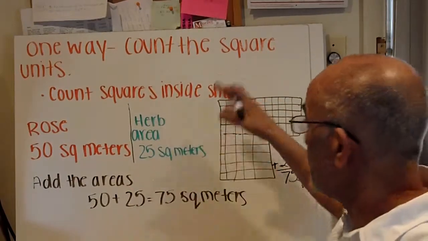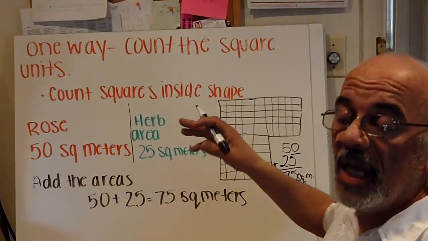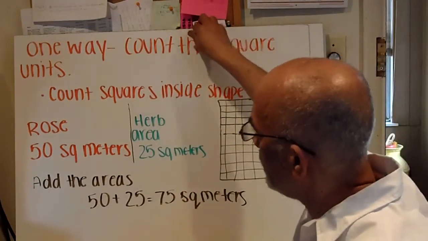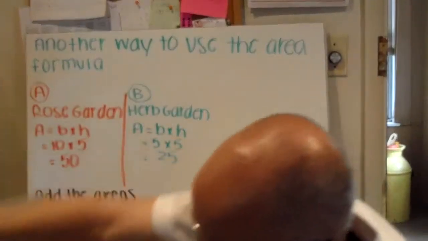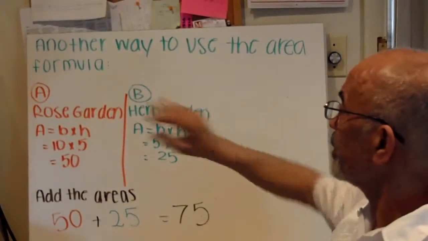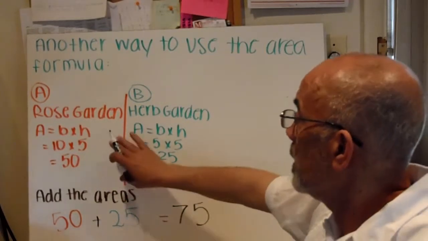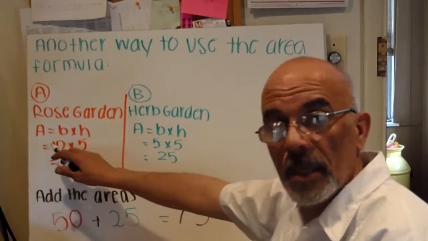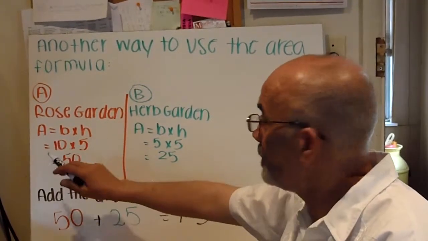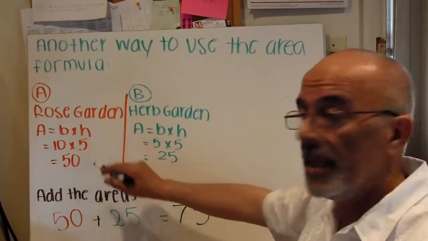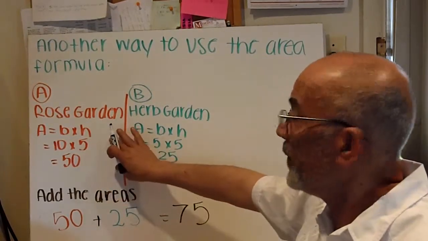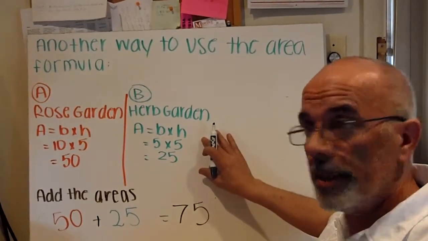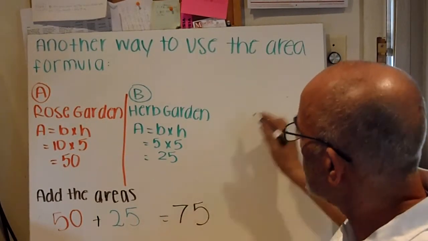Now, if the sides were in the hundreds, it would be very, very difficult to count. So, we'd have to use a different kind of formula. The other way to do it is to use multiplication. We'll use the formula for area: area equals base times height. We'll get that for the rose garden, we'll get that for the herb garden, and then we'll add them up.